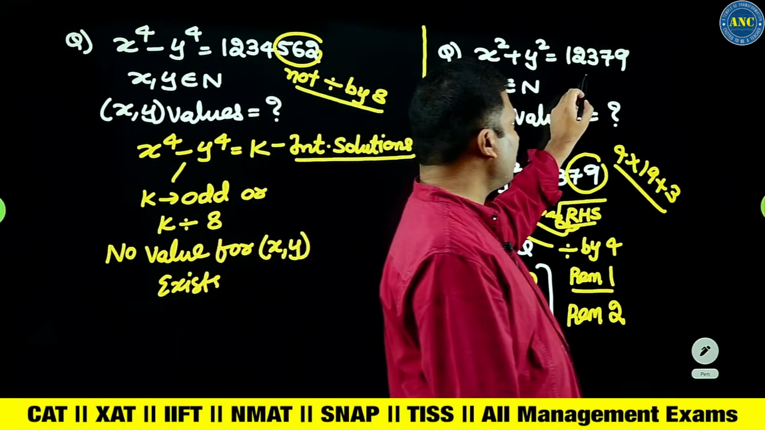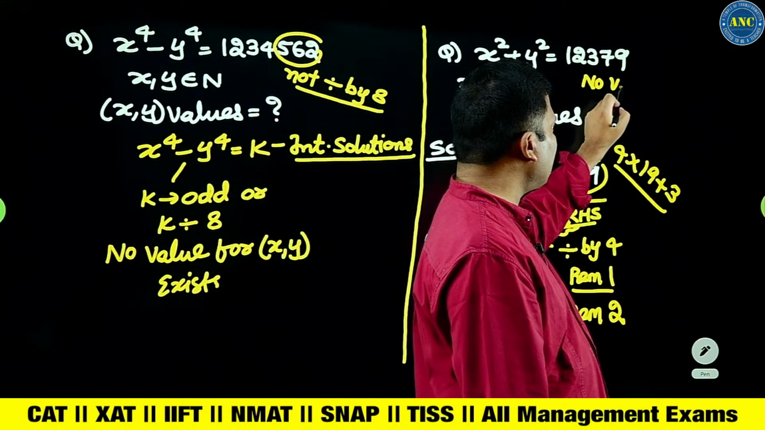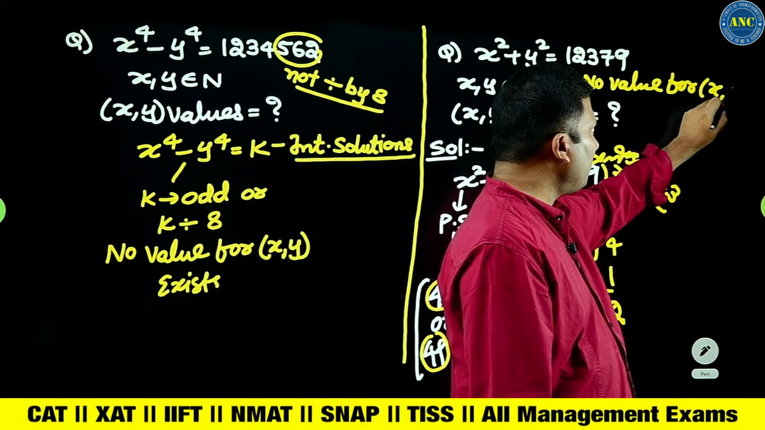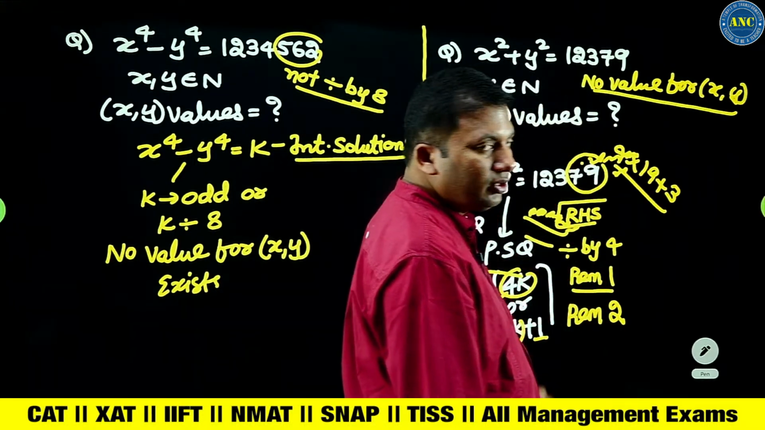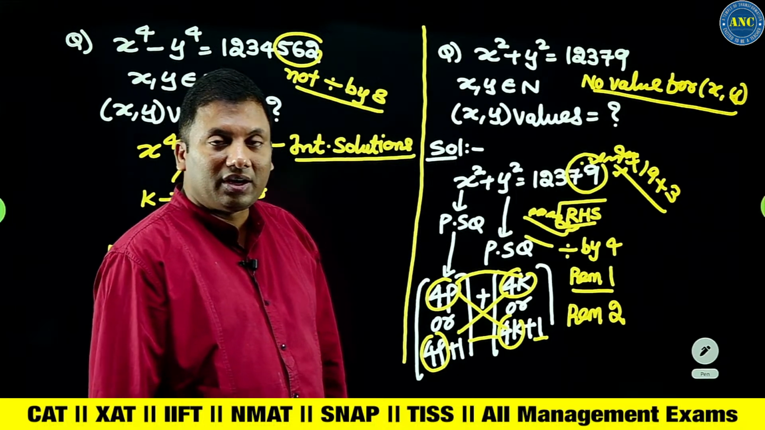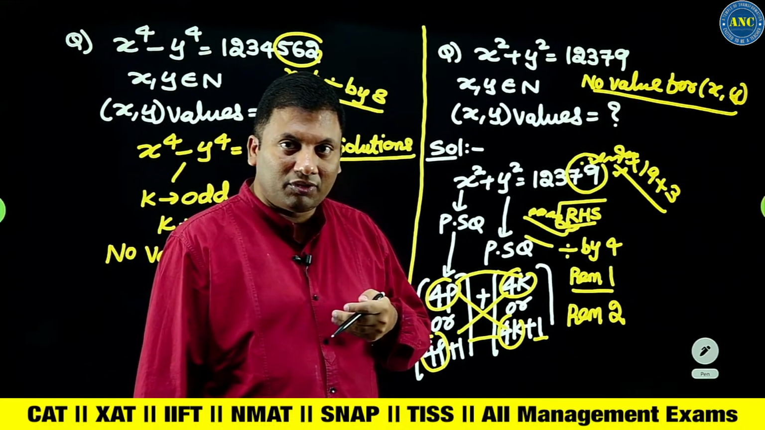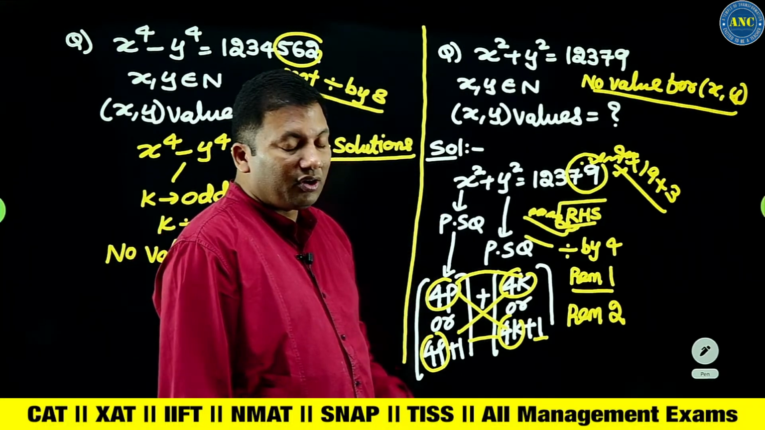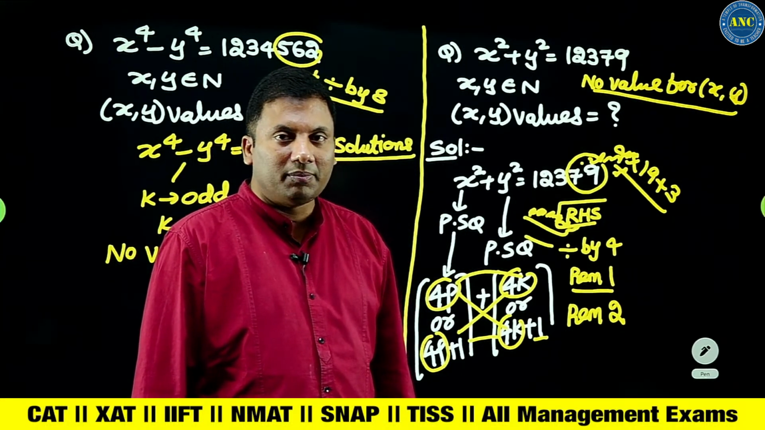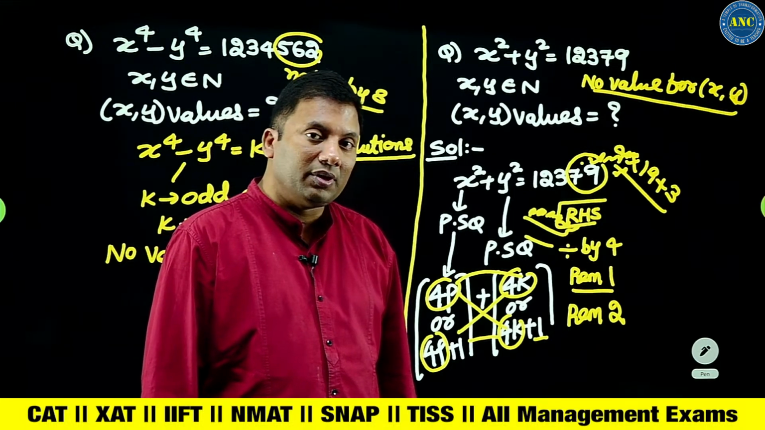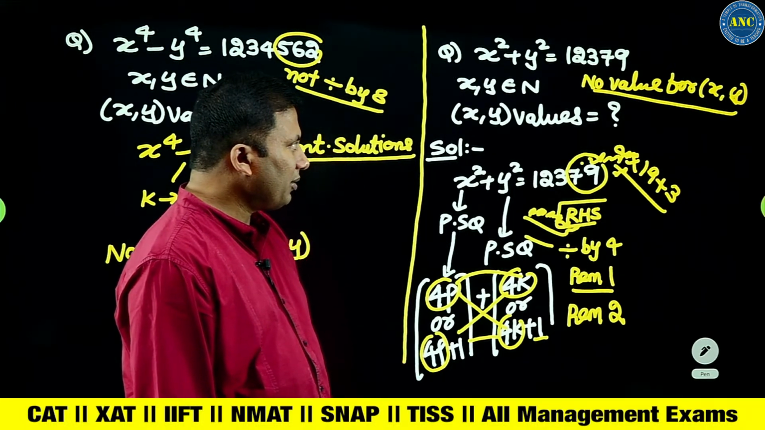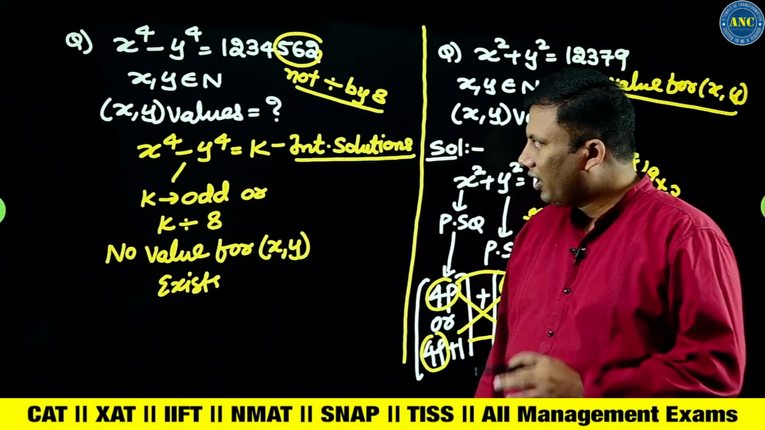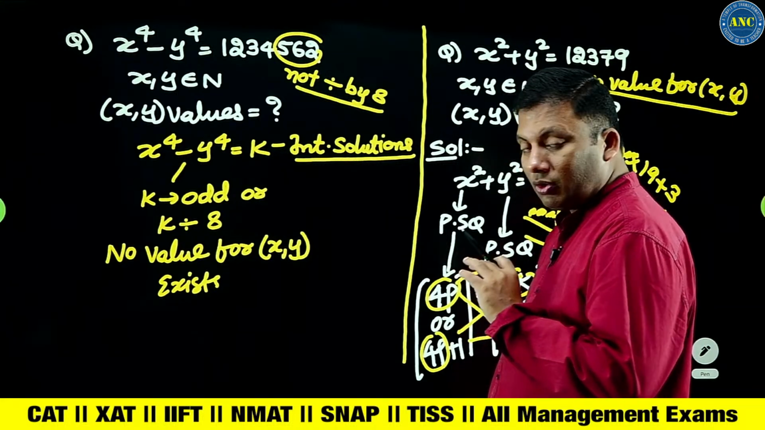So the answer for this question is no value for x comma y exists. Understood the logic, sir? Why? Because the right hand side, when divided by 4, is divisible or gives a remainder 1 or 2. But here the right hand side, when divided by 4, gives a remainder 3. I hope the idea is very much clear to you. Concept clear?